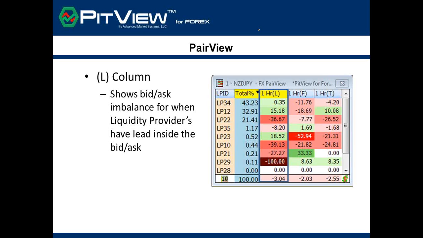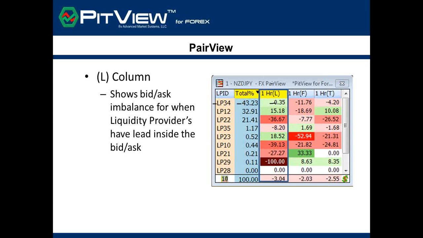And the imbalance, for example, for LP34, when it shows their leading activity at the bid and ask, the green 0.35 means that they've slightly favored the bid price, between the imbalance of the amount of times they've either led inside the bid or led inside the ask. Again, all of this information is in our other basic course, Understanding the Bid and Ask Price, which most of you have already gone through.